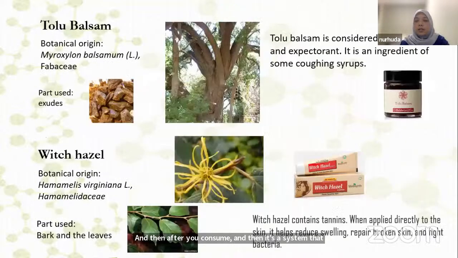Then it works. Okay, so tolu balsam is another plant that produces salicylene, but this one, because it's resin, contains a high amount of essential oil, so they use it as an antiseptic. It also has expectorant properties, so it is added into cough syrup.